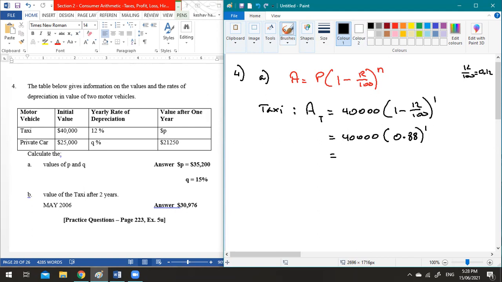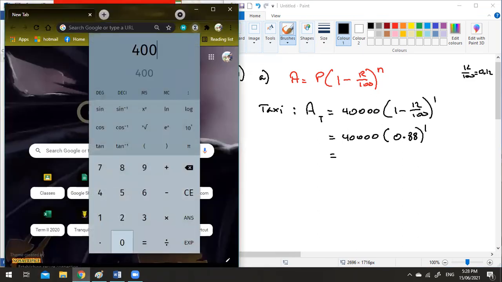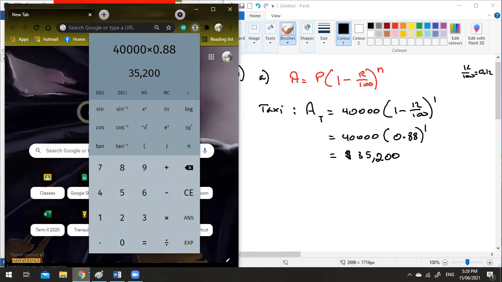This power 1, you don't need to write it because it's understood. Anything to the power 1 is itself, but if you write it, it's not a problem. So just multiply 40,000 by 0.88. So after 1 year, the taxi will be worth $35,200.